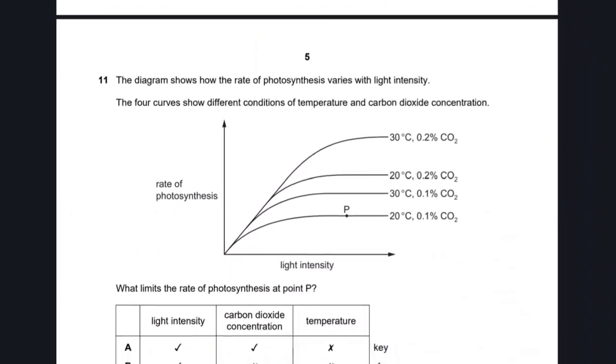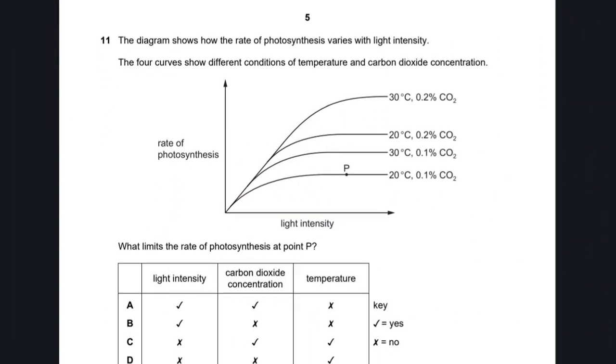Here we have the diagram which is presenting how the rate of photosynthesis varies with the light intensity, and the question is what is the limiting factor at the P. So P is that point where light is not the limiting factor because you are increasing the light and the rate of reaction is constant.